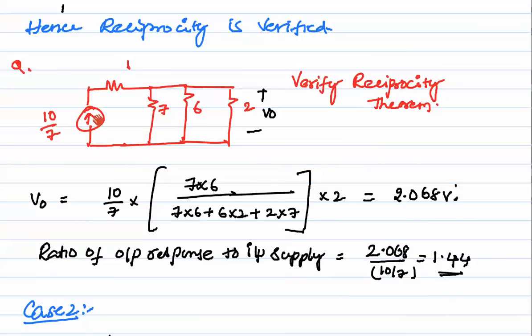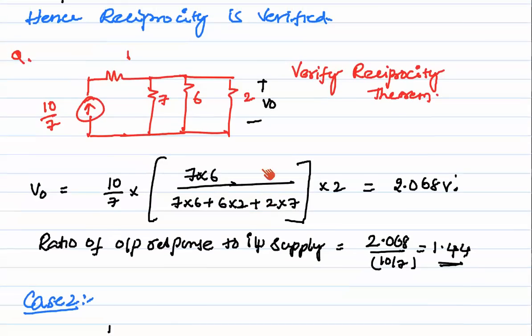So here we have a current source of 10 by 7 and 1 ohm, 7 ohms, 6 ohms and 2 ohms here. The output is V0. So V0 directly can be found by using any method. V0, I got, is 2.068 volts here. The ratio of output response to input excitation: 2.068 is the response, and input is going to be 10 by 7. I will get 1.44.